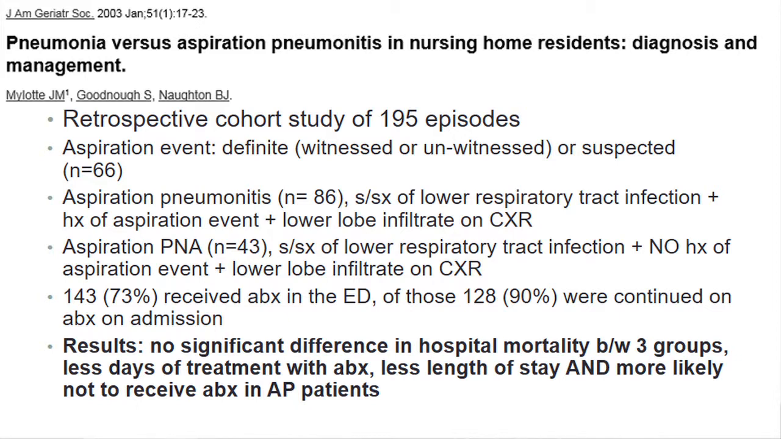And the results showed that about 73% had received antibiotics in the emergency department, and of those patients, 90% of them were continued on those antibiotics on admission. Essentially, the results showed that there was no significant difference in the hospital mortality between these 3 groups. The ones who received antibiotics had fewer days of treatment, and the ones who had aspiration pneumonitis had a shorter length of stay and were more likely to not receive antibiotics while in the hospital.